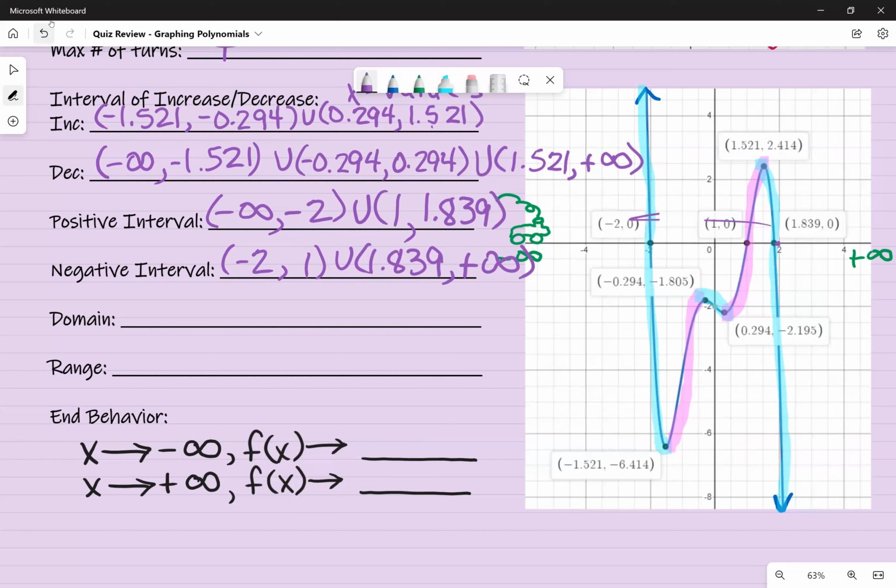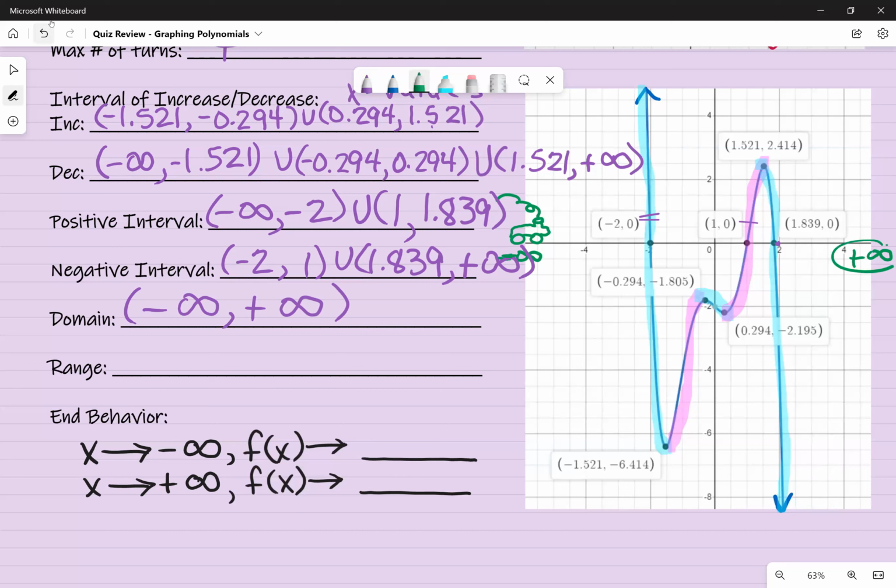Domain. If it is an odd graph, your domain will always be all real numbers. So that's always going to start with negative infinity to positive infinity. You never have a positive infinity first. You never have a negative infinity second. Always start from negative infinity to positive.